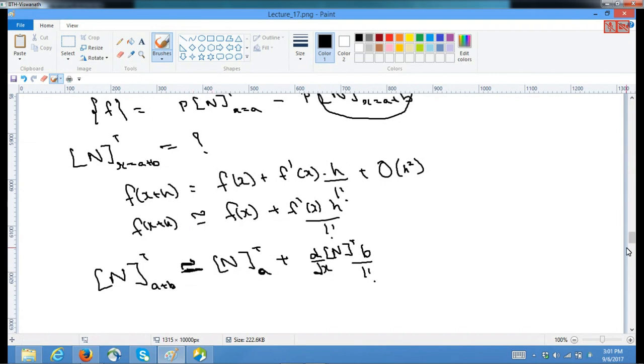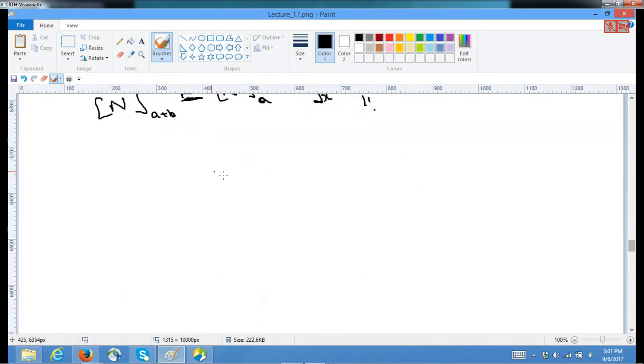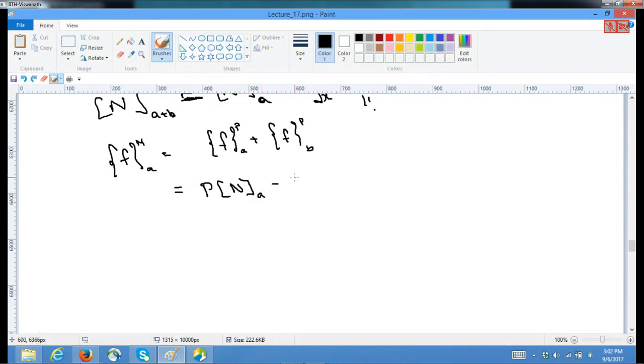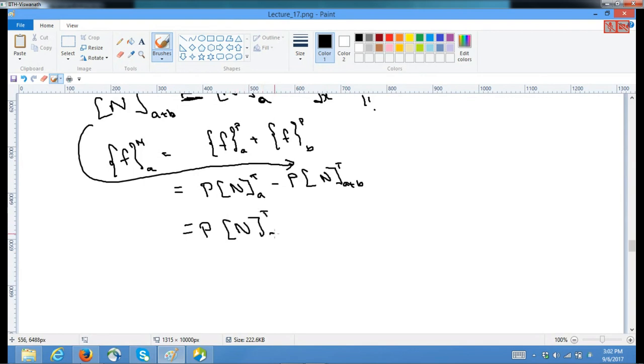Okay, so then I take this and put it back in the previous expression where f at MA is equal to f at PA, PB, which is nothing but P times of N at A minus P times of N transpose A plus B. Now I know this thing from this expression and put it back here, then I can write it as P into N transpose A minus of P into N transpose of A plus dN transpose of dx into B evaluated at A.